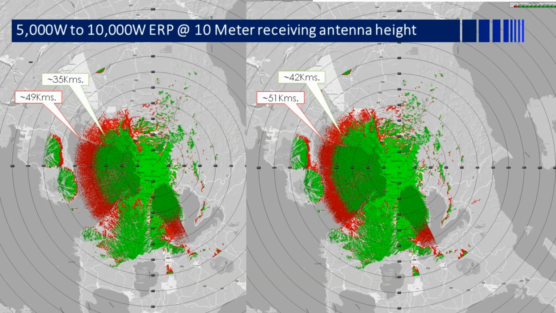This now is the comparison for the 5000 watt to 10,000 watt. The 5000 watt ERP fringe coverage is up to 49 kilometers, while the 10,000 watt ERP is about 51 kilometers. So the improvement is just 3 kilometers on the fringe.